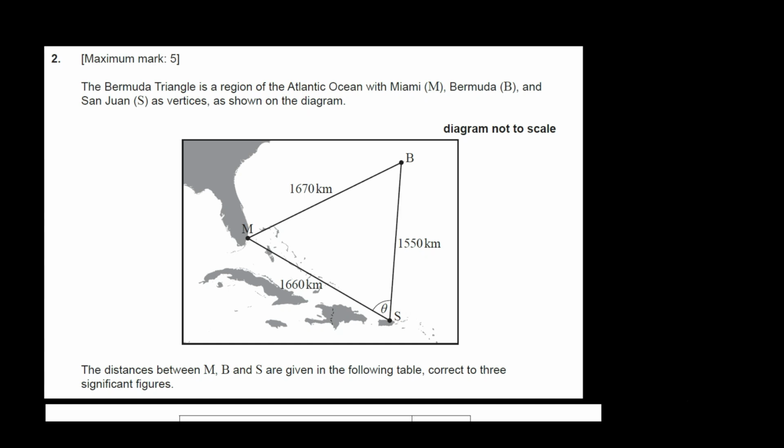I have a question too here from a past exam, I believe 2021. You can see it precisely in the description of the video. So here's what we have. The Bermuda Triangle is a region of the Atlantic Ocean with Miami, Bermuda, and San Juan as vertices, as shown on the diagram. So here's all the data.